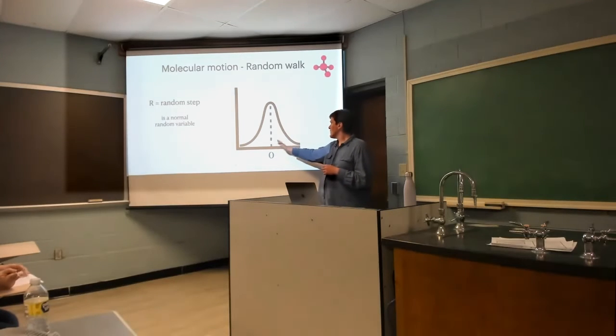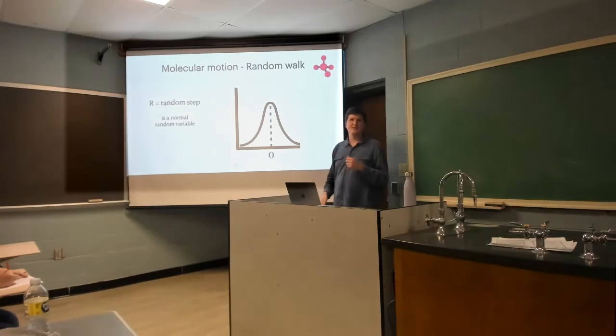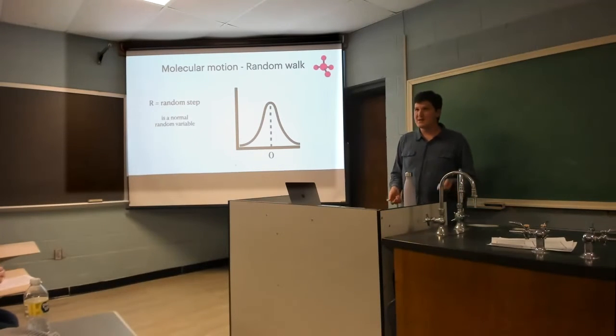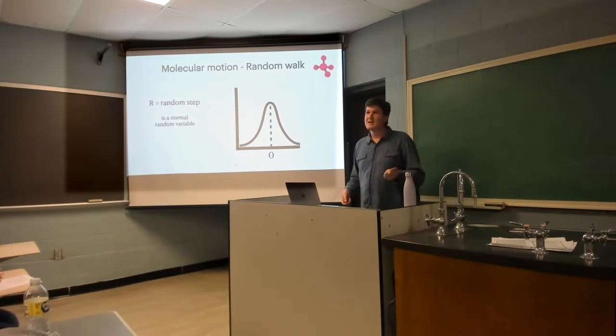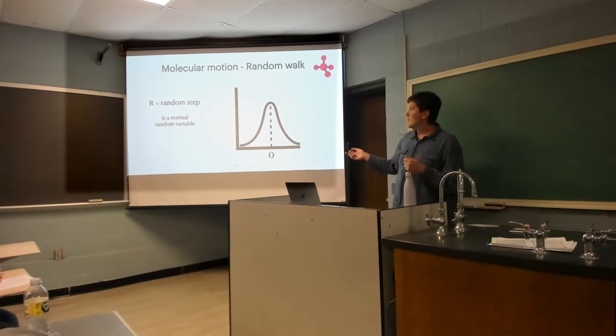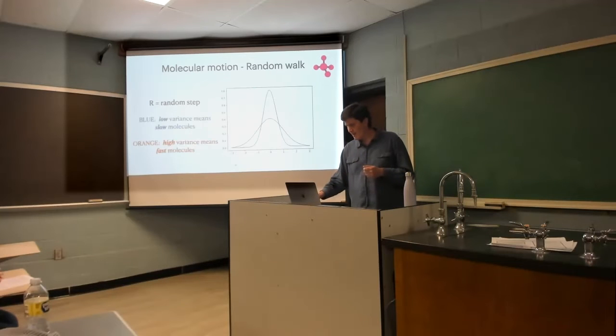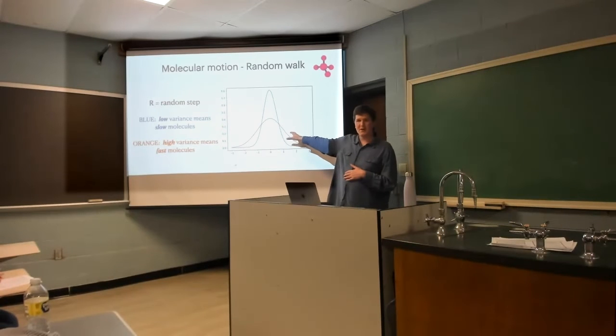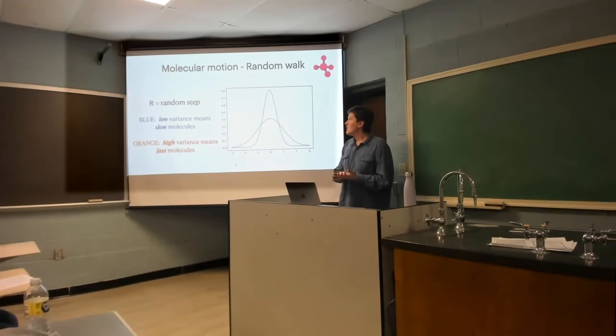So I said it's unlikely that the molecule is going to take a large step. But of course, molecules behave differently depending on the chemical properties and what their function in the cell is. Some molecules move faster than others. And we can actually use this random variable to model that. So this blue curve and this orange curve are both normal curves. They're valid distributions for our random variable. And we might pick one over the other depending on the properties of our molecule.